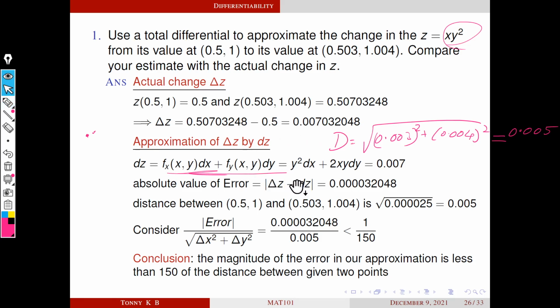Okay, so that's it. In the next session we will see the more general concept of this approximation, that is called local linear approximation.